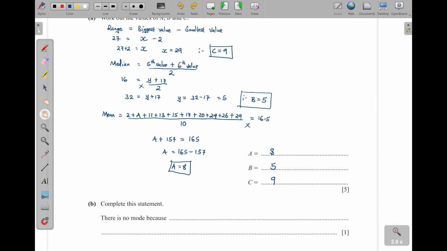So I can say, because all numbers are different, or no number appears most times, okay? Something like that.